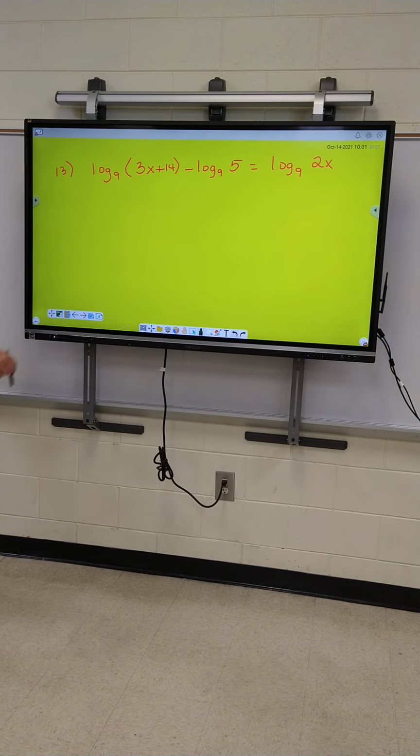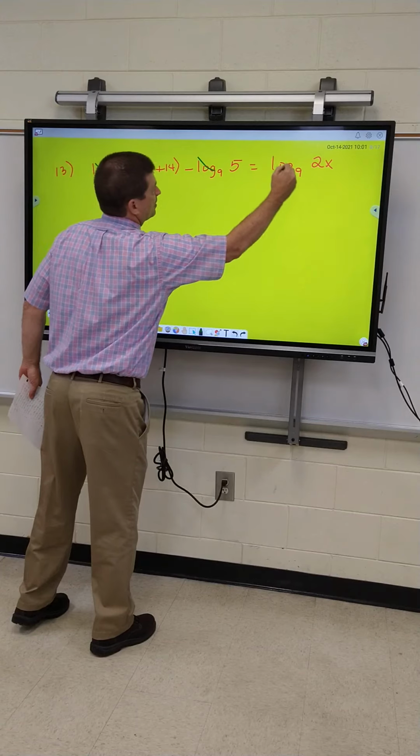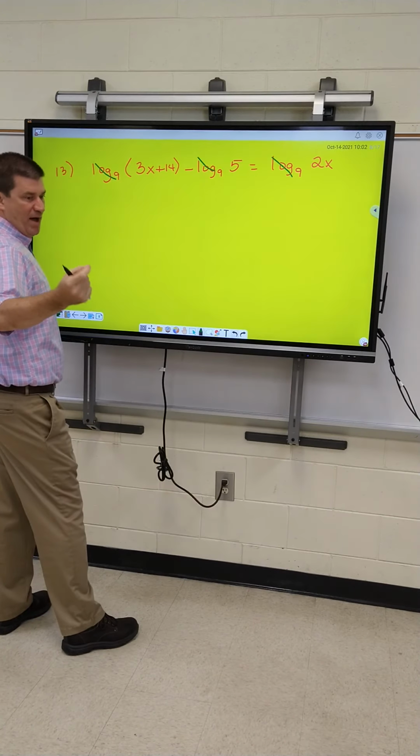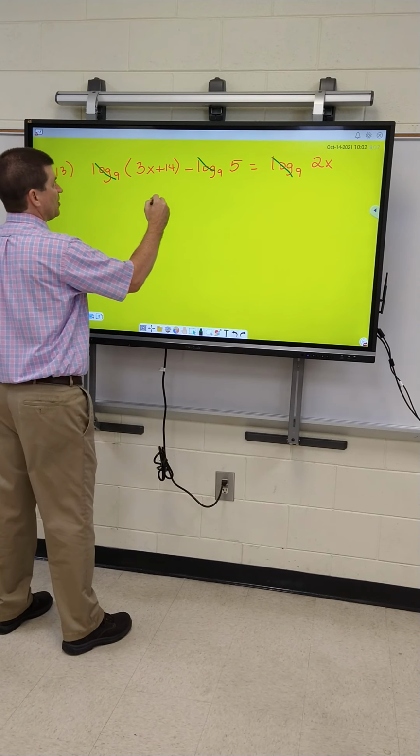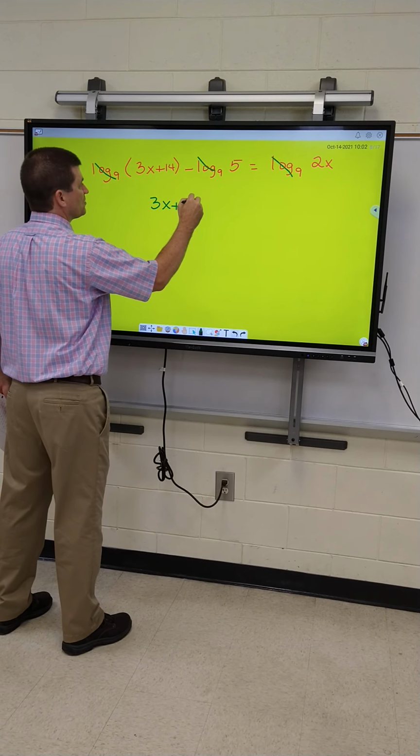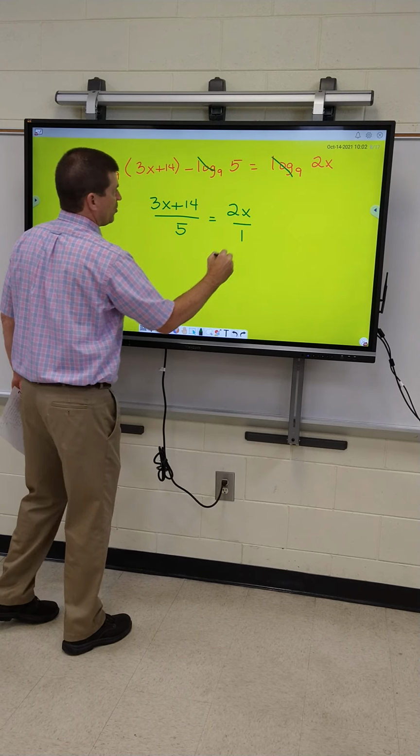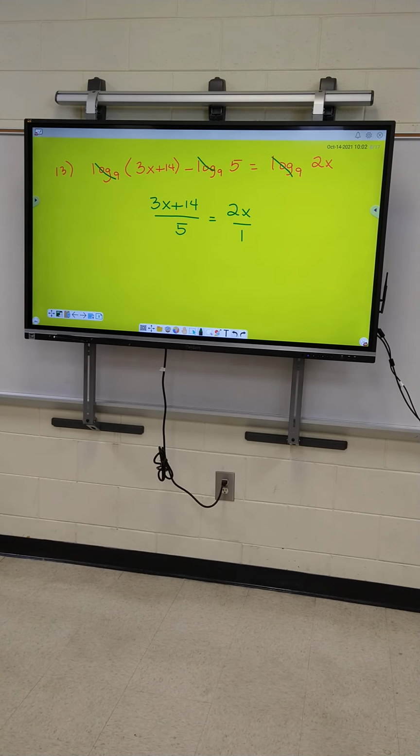All right, we mark out the logs, correct? All right, so look, this time I got a minus in the middle. We've already talked about it. What does a minus? It makes you divide. So I got 3x plus 14 divided by 5 equals 2x over 1. Now, why did I write it over 1 again? So we can cross multiply.